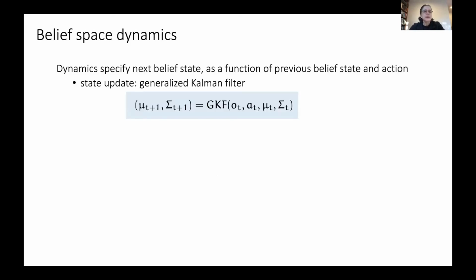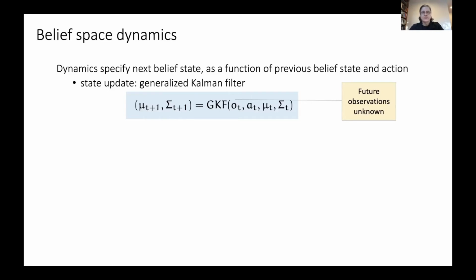So generally speaking, we have to think about the dynamics, which should let us take a previous belief state and an action and get a new belief state. But we can't quite do that. So what we can do is use some kind of Kalman filter. What a Kalman filter would do is say, well, given my previous belief, mu_t and sigma_t, and an action and an observation, I can compute a new belief. So that gives us the actual underlying dynamics of the belief process.